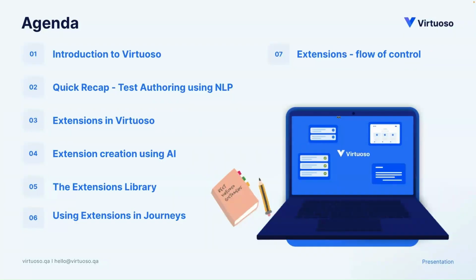I'll run through the agenda. We'll do a quick overview of Virtuoso and the basics of Virtuoso, which is a recap of test authoring using NLP. Maybe a couple of slides, and then we'll go right into extensions. Like I said, there are a lot of things to discuss, from basic levels to some of the advanced things. We've got cool things to discuss as well for people interested in generative AI and all of its capabilities, so do watch out for that section as well.